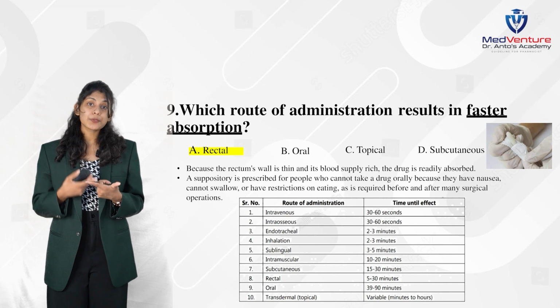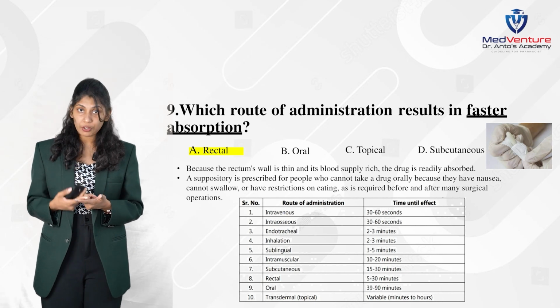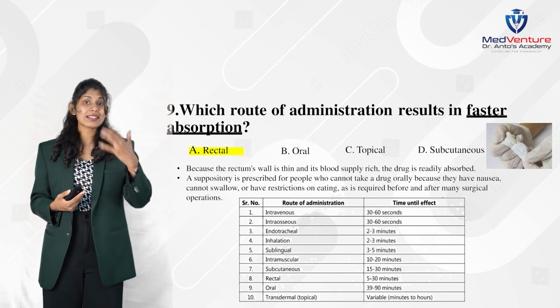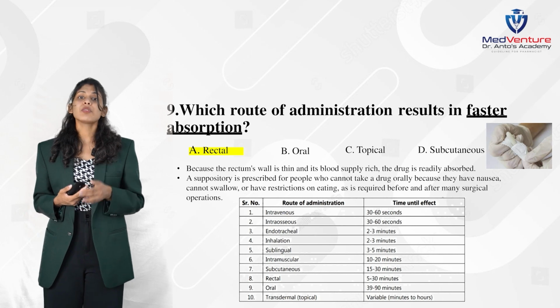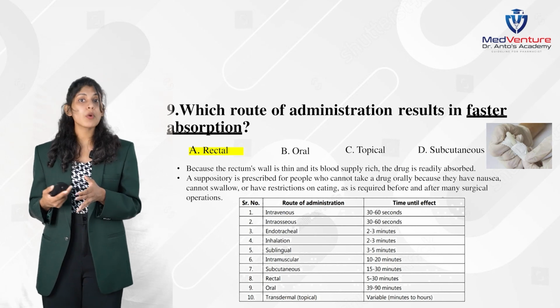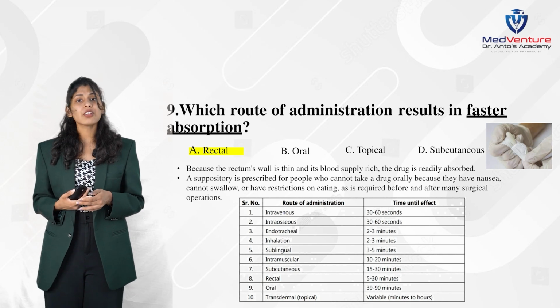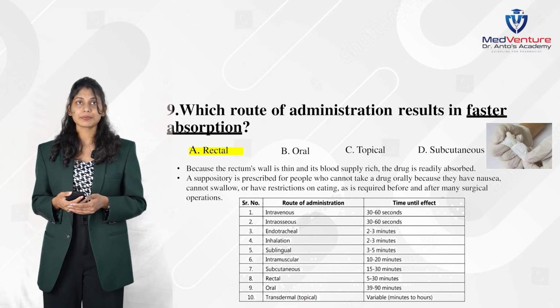There are several factors that affect the absorption of a drug. One of the factors is the blood supply, or blood perfusion. As it increases, the rate of absorption also increases. Next, we have the oral route. It's one of the slowest routes. It takes about 40 to 90 minutes for its effect. And transdermal is variable. It varies from minutes to hours.